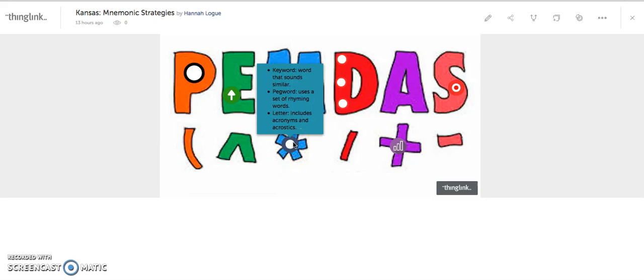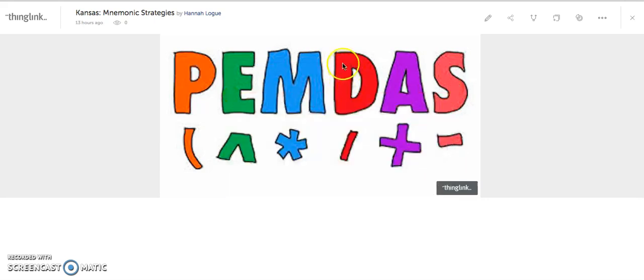The three different types of strategies that can be used are keyword, peg word, and letter. Keyword is a word that sounds similar to the word that they are using or to the thing that they need to recall. Peg word is when you use a word that rhymes with the word in question. And letter includes acronyms or acrostics.